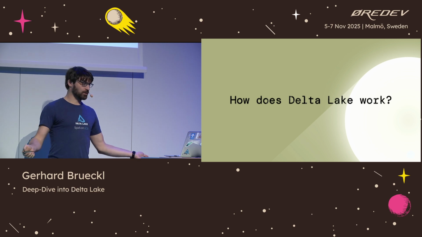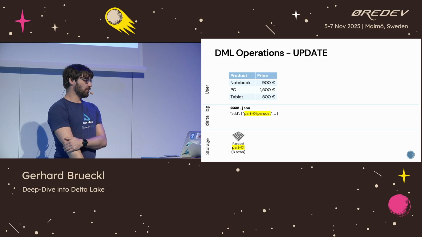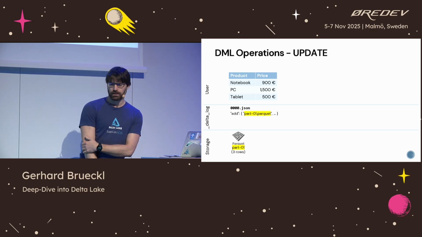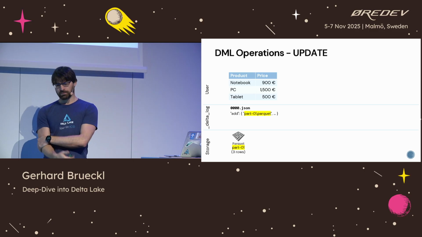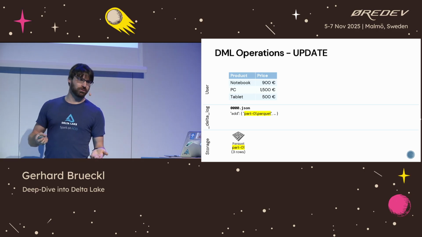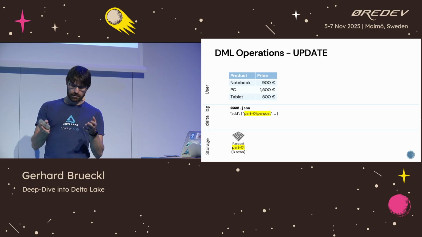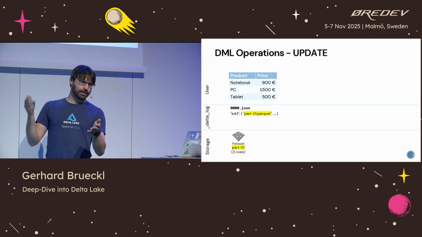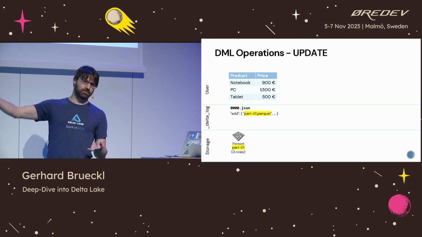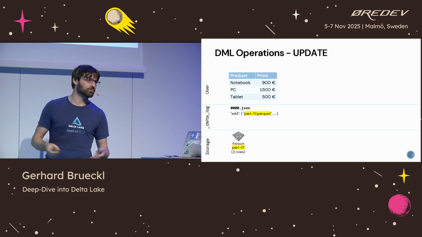So how does it work? I've prepared a very, very simple example where we have a table with 3 rows. The moment you create that table, it's actually creating transaction number 0. Transaction number 0 basically defines the schema. Okay, there are 2 columns in there, and it adds 1 reference to a file. The file is a Parquet file, and the file contains those 3 rows.